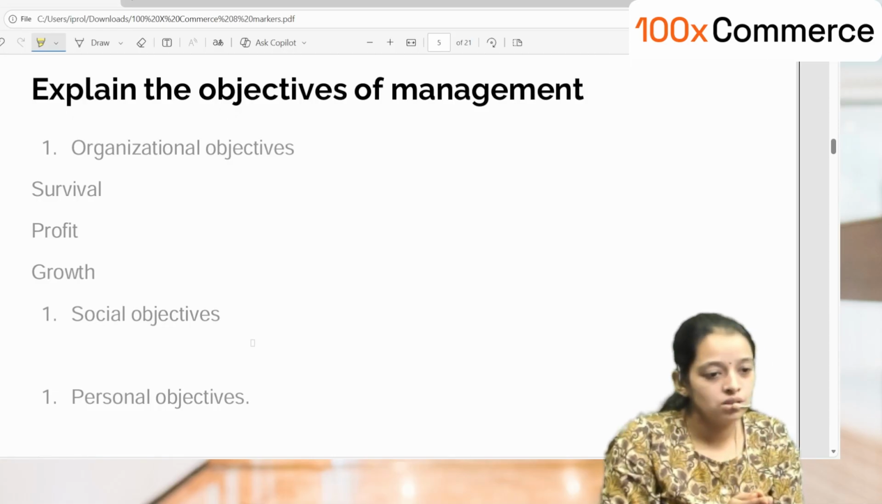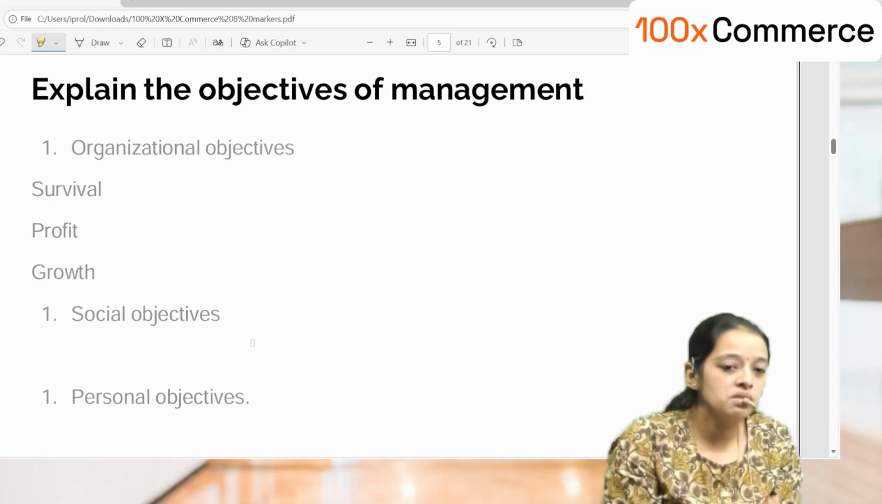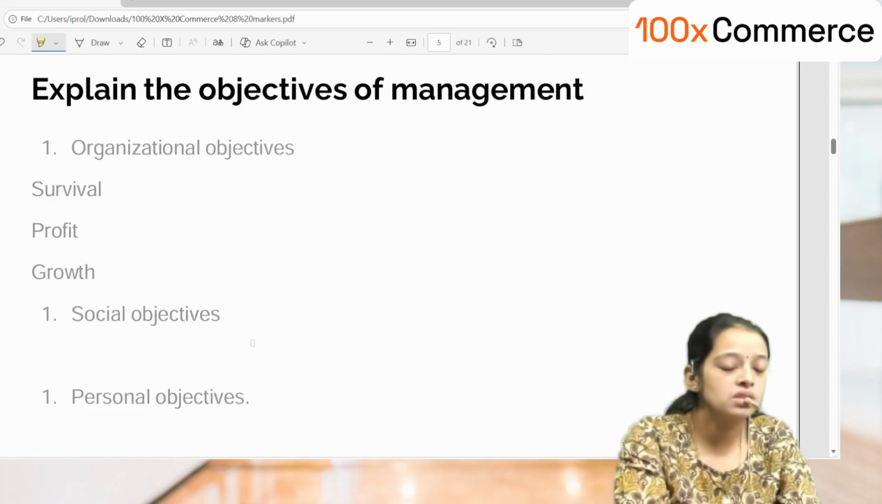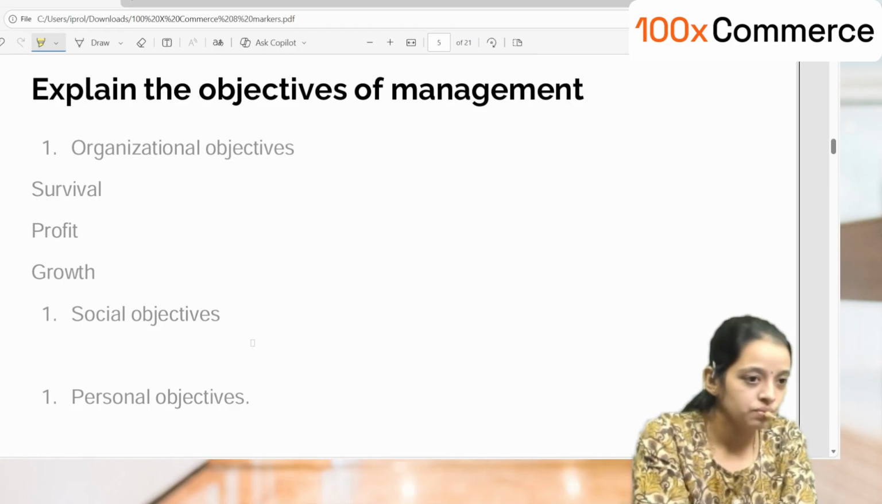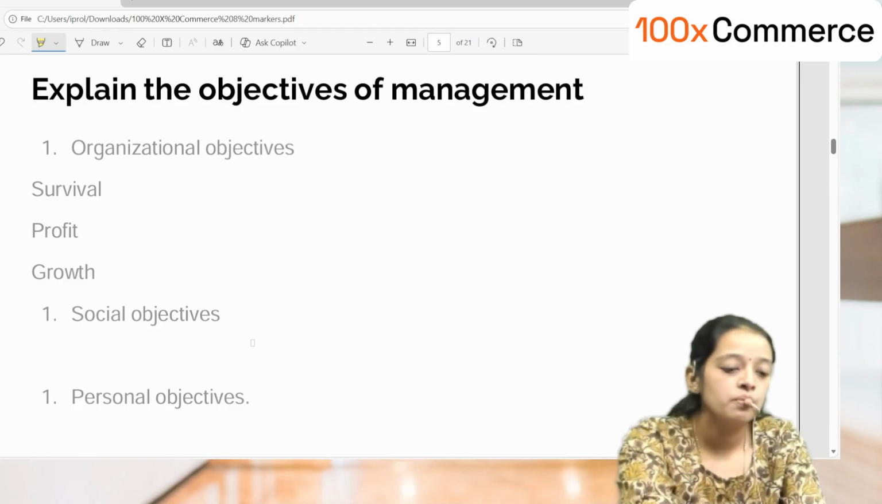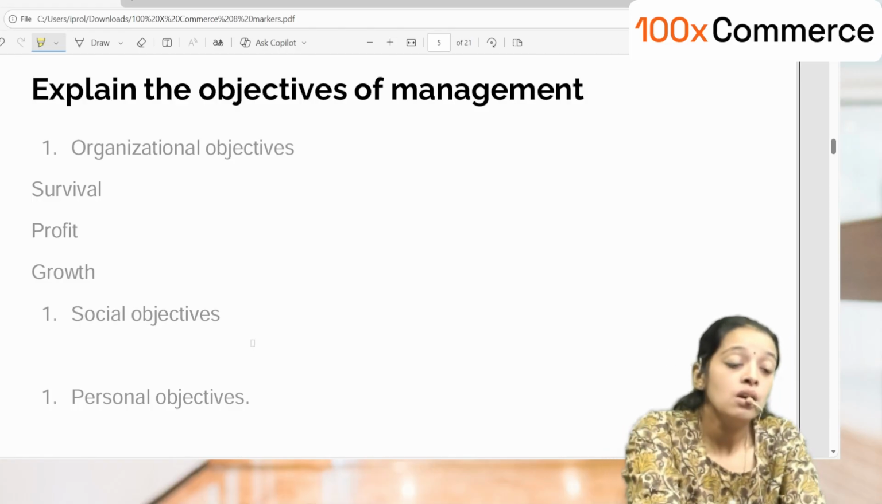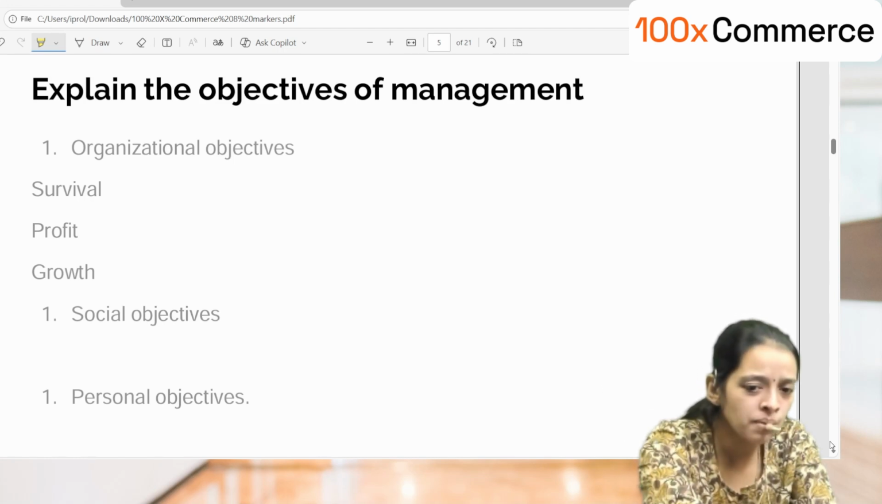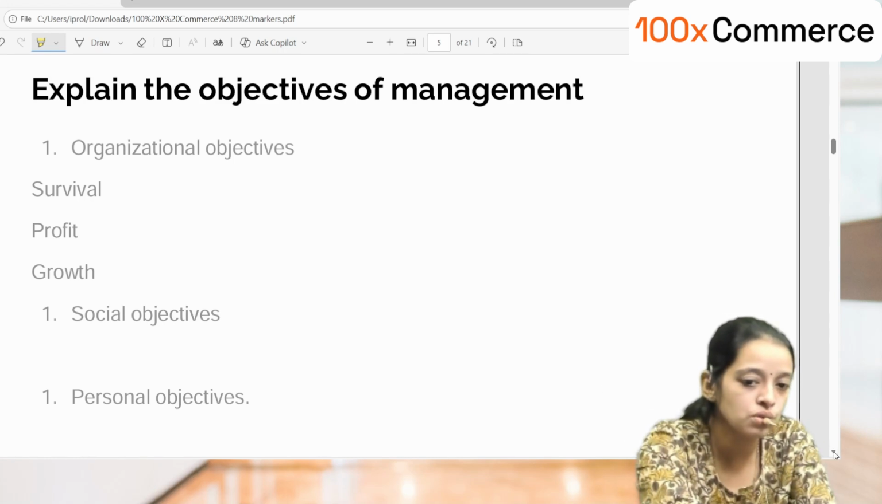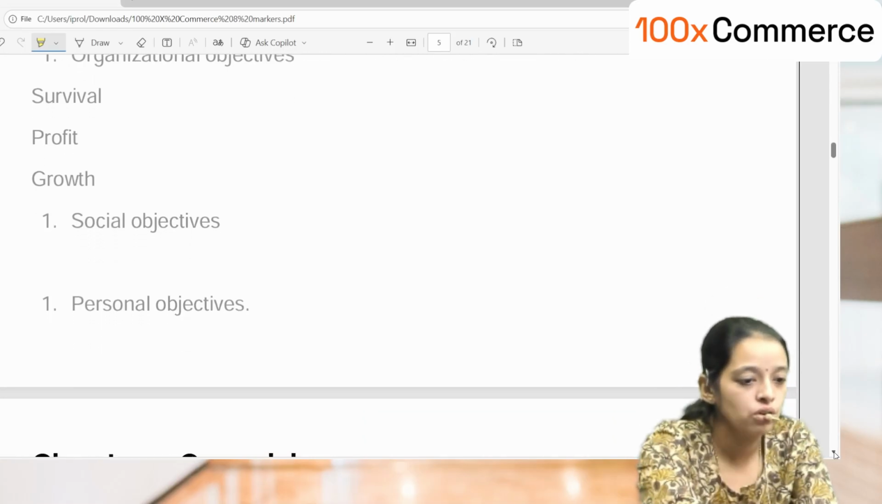Coming to the personal objective. Personal objective, in the sense, is directly and very closely related to employee welfare. He has to be paid proper wages or salaries, a proper designation is required for him, then a proper amount of training and developmental activities has to be given to the employees for their personal growth. So these are about the personal objectives.